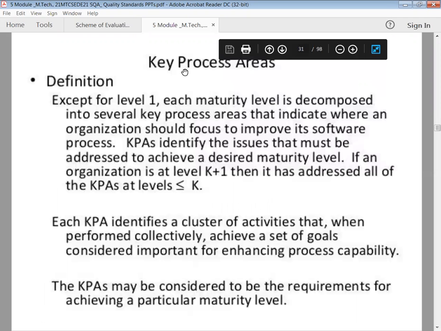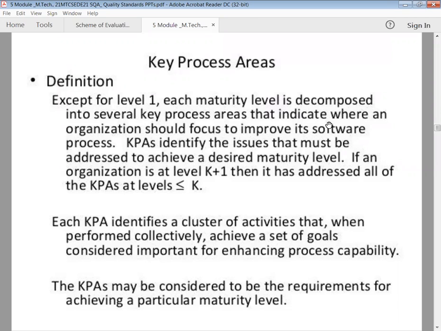So we were talking about CMMI KPAs. So what does KPA mean? Key process areas. So these are the areas we need to focus on so that we can improve our process. If you take the definition of KPA, except for level 1, each maturity level is decomposed into several key process areas. So that indicates where an organization should focus to improve its software process.